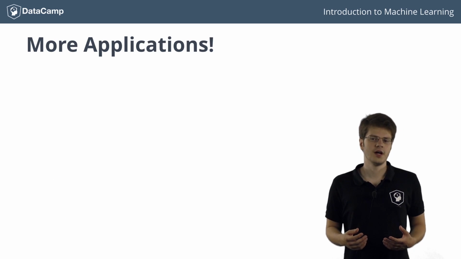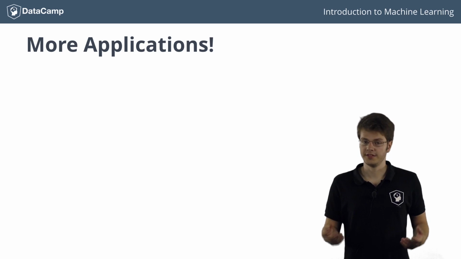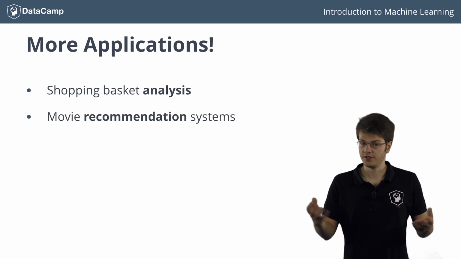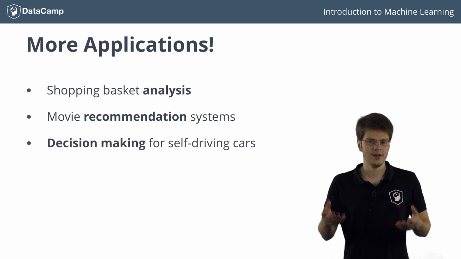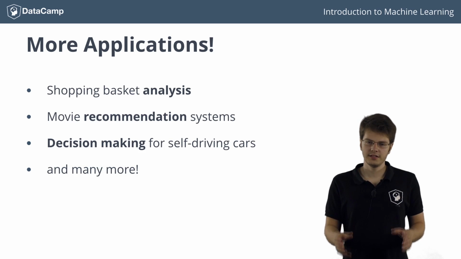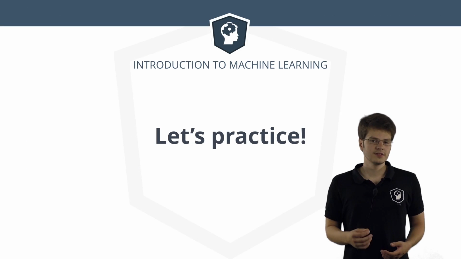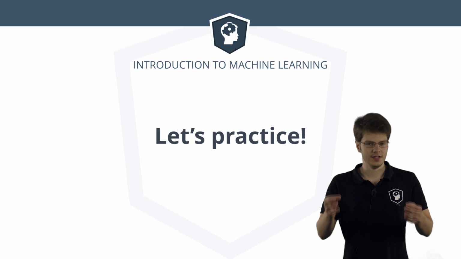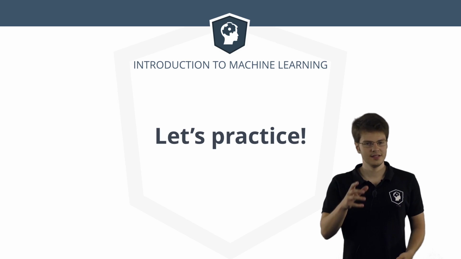There are so many other examples of machine learning, such as shopping basket analysis, movie recommendation systems, decision making for self-driving cars, and whatnot. But let's take this step by step. In the upcoming exercises, you'll consolidate the main ideas about machine learning and take your first gentle steps in this exciting field.